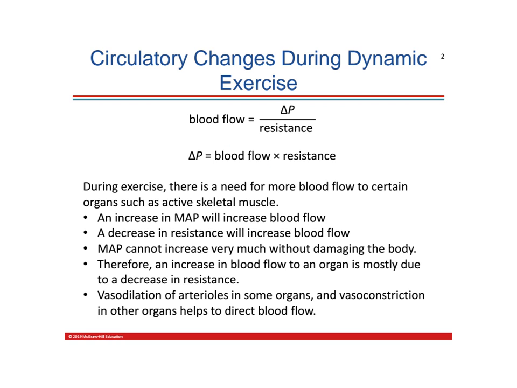Okay, so during exercise, there's a need for more blood flow to certain organs, such as active skeletal muscle. So how do we get to that point? How do we get more blood flow through a particular organ? Well, we can use this equation. Blood flow equals delta P divided by resistance. So the delta P would be the mean arterial pressure. So that's a possibility, right? You could increase mean arterial pressure, and that would certainly increase blood flow. And that does happen to a certain degree.